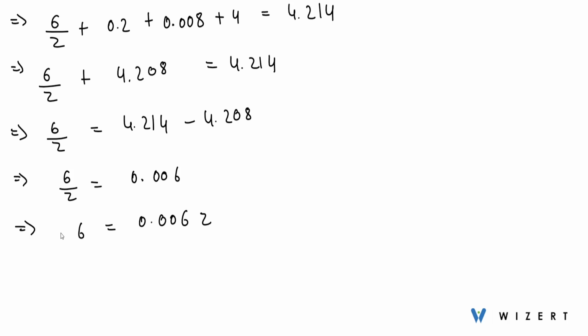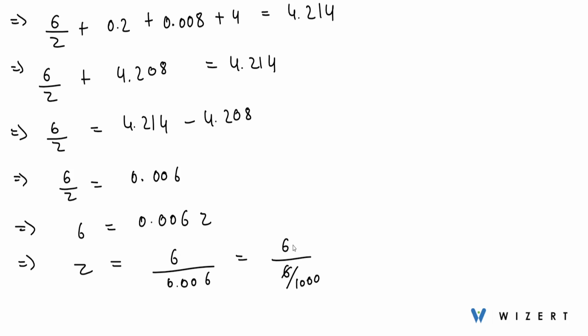So in the left hand side z and z will cancel out each other, and in the right hand side we are going to have this. Now divide both sides of the equality by 0.006. So z will be equal to 6 upon 0.006. So it can be written as 6 upon 6 upon 1000.